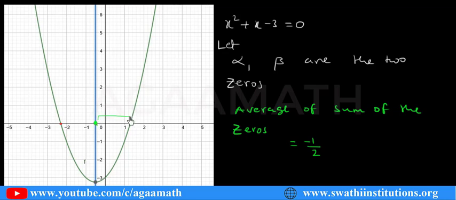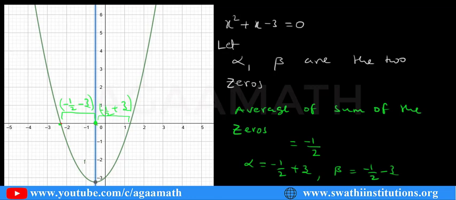So at this point we can consider the average as minus 1 by 2. From here to here the distance is z, so one zero is minus 1 by 2 minus z, and from here to here another zero is minus 1 by 2 plus z. So alpha equals minus 1 by 2 plus z, and beta equals minus 1 by 2 minus z. These are the two zeros. Now, let us take the product of the zeros.